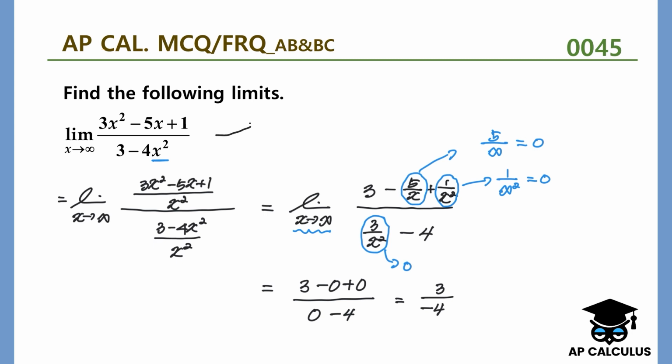So the graph of this has a horizontal asymptote at negative 3 over 4, like that, right? So the graph approaches negative 3 over 4 as x approaches infinity, right? Either from here to here or from here to here, right? So as x approaches infinity, all of this expression approaches the horizontal asymptote, which is equal to 3 over negative 4. All right?